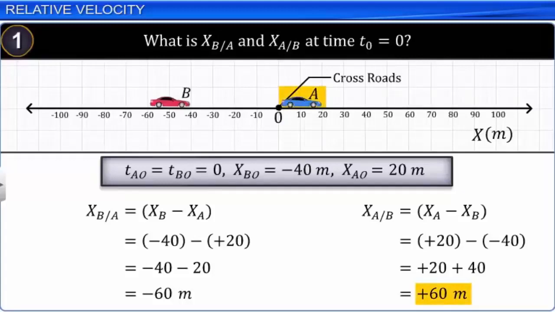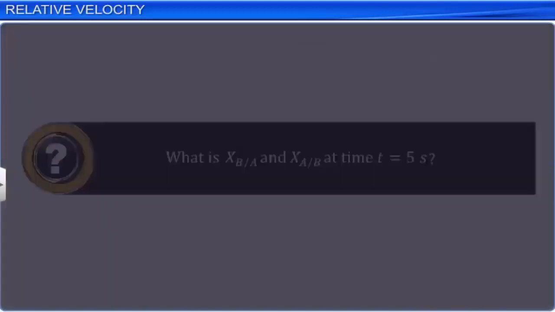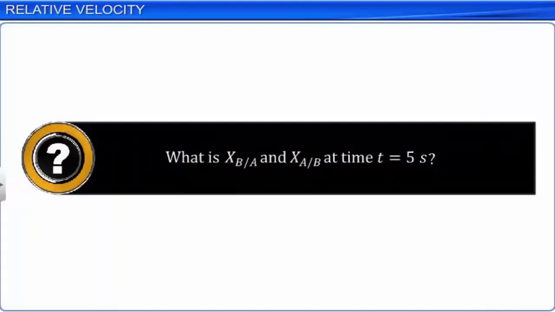2. What is xB/A and xA/B at time t equal to 5 seconds? Here, vA is equal to 10 meters per second.